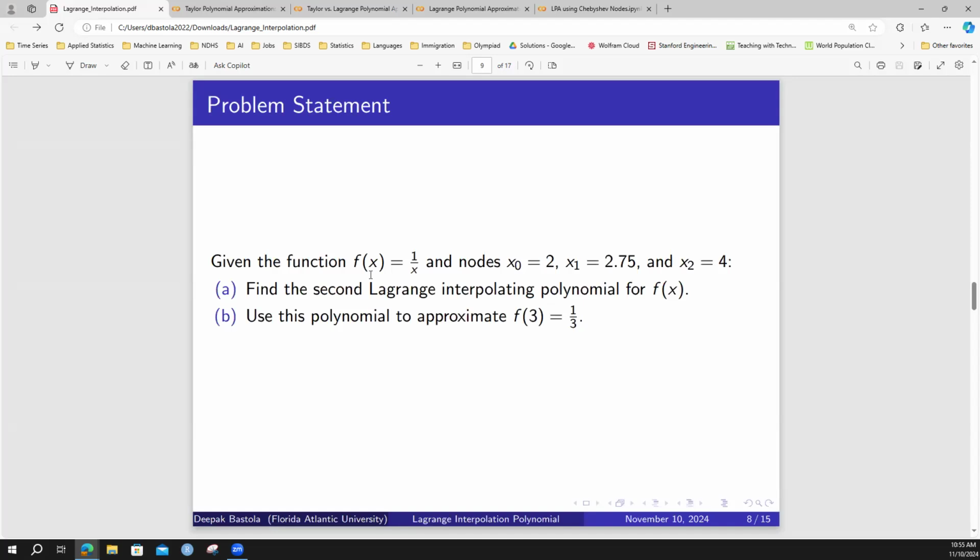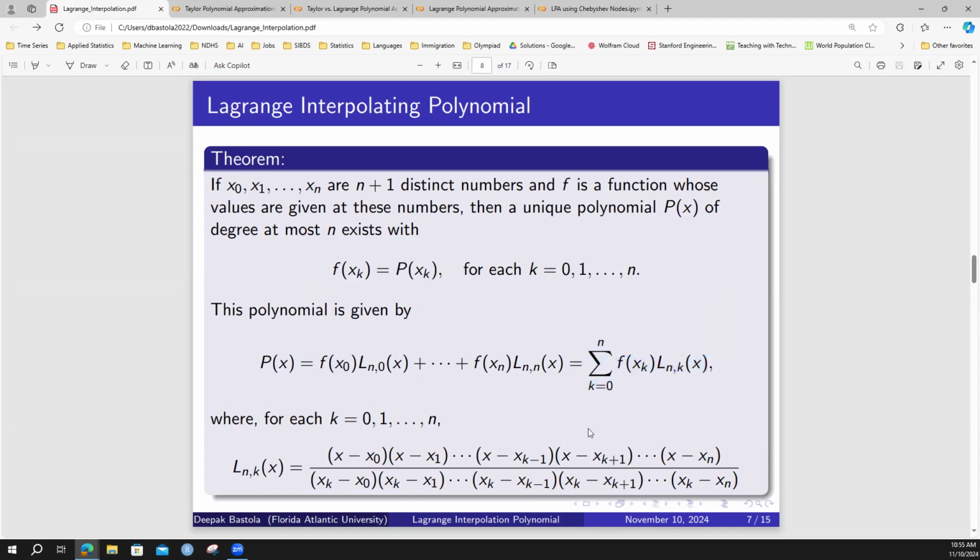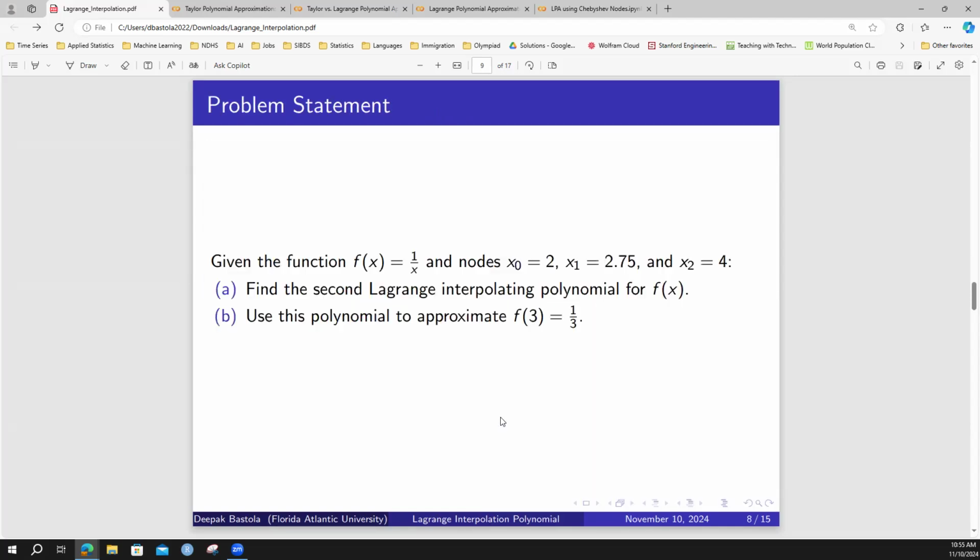So now we will apply this theorem, right? This formula, to approximate the function 1 over x. Is it better than Taylor? How could it approximate my function f(x) with the Lagrange interpolation? So this is a function f(x) equals 1 over x, and I want to see it at the nodes x0 equals 2, x1 equals this value, x2 equals 4, right? So now I want to see the second Lagrange interpolating polynomial for f(x). Okay, and I will see what happens at f(3). Will it be able to interpolate a value P(3) near 1 over 3, or how far does it go?